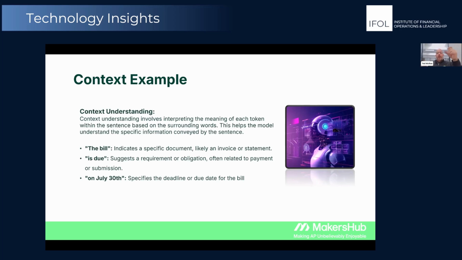And then "is due," obviously, as you think and read things, it's the exact same way that these large language models are doing. "Is due" suggests an obligation, right? And then "on the 30th" obviously suggests a deadline or a due date. So that's what it does. It pulls it apart in tokens and then puts it back together so it can understand exactly what you're talking about. This is something to think about, because I'll be referring back to this a tiny bit as I show you how this works.